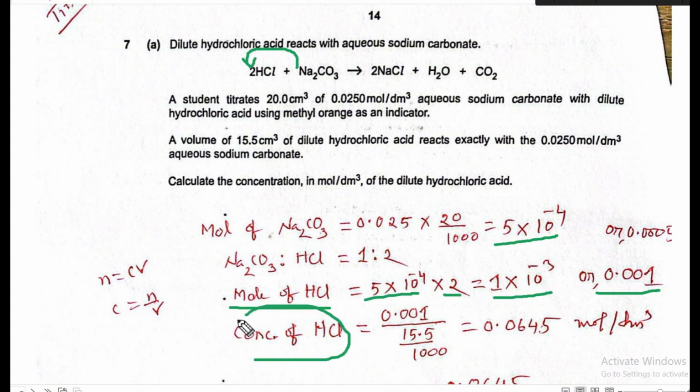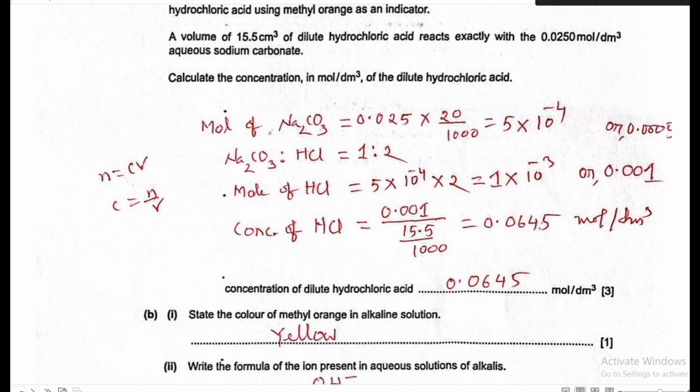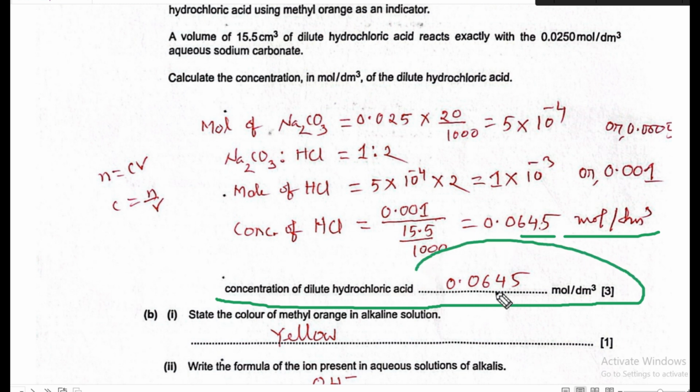Now concentration of hydrochloric acid, you know, n equals CV. C means concentration equals number of mole divided by V, which means volume. So number of mole 0.001, volume is given here 15.5 centimeter cube divided by 1000. It has been converted to dm cube. So this is the answer. 0.0645 mole per dm cube is the concentration of dilute hydrochloric acid.